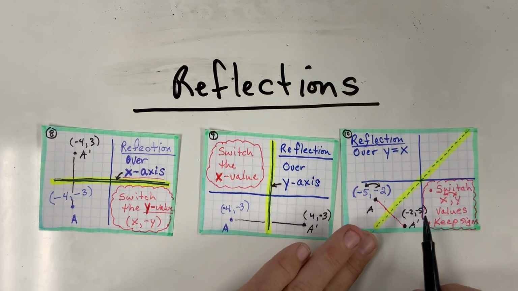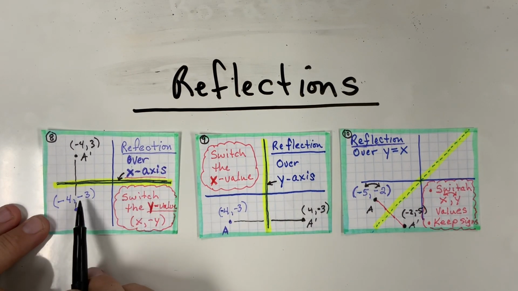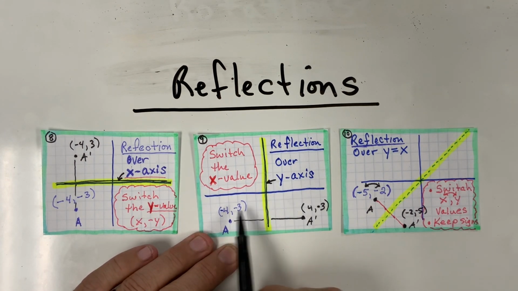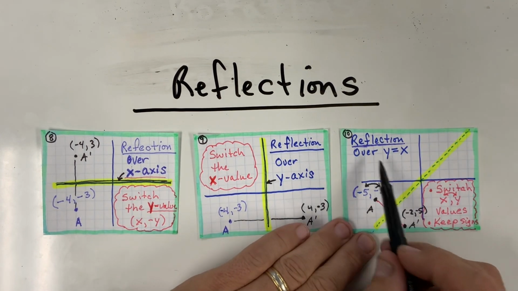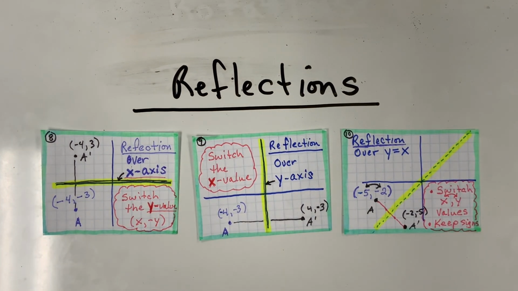See that? That's how you do reflections. So to recap real quick, if it says x-axis, you change the y. If it says to reflect across the y-axis, then you switch the x. If it says reflect over the diagonal line, then reverse the order and keep the signs. That's how all these reflections work.